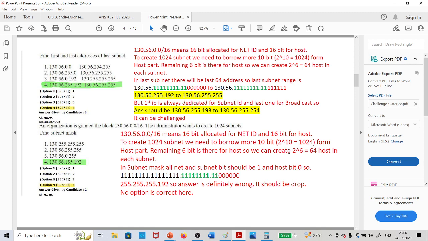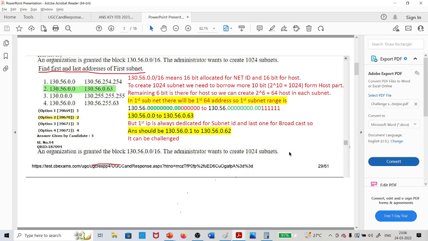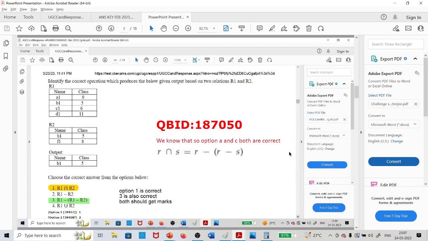Other three questions, if you want, you can challenge. They will agree or not, I exactly don't know, but we can challenge. Next one is this one. So the supporting document says only that intersection and this expression are the same. So you can challenge.